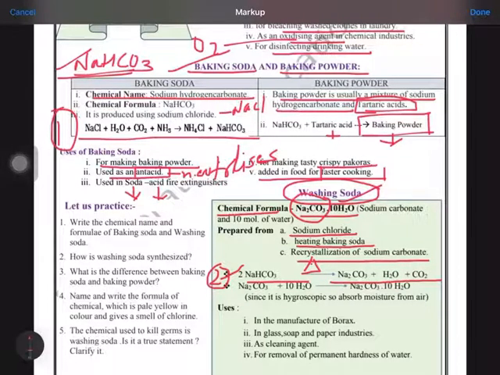Then, as it is hygroscopic in nature, it will absorb moisture from the environment. Have you seen the washing soda which is used in your bathrooms? If you keep it open, or put some washing soda outside in a pan, you will see that after some time it becomes wet, because it absorbs water from the environment. So it is hygroscopic in nature, absorbs moisture from the air, and 10 molecules of water are added to it. This is how washing soda is prepared.